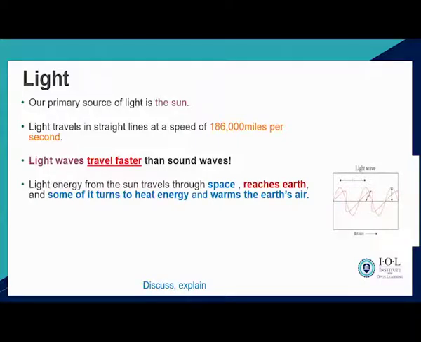As you can see on my far right here, this light wave indicates how light waves behave. It's an indication that it moves either sideways or forwards and backwards, but it's usually in a straight line.